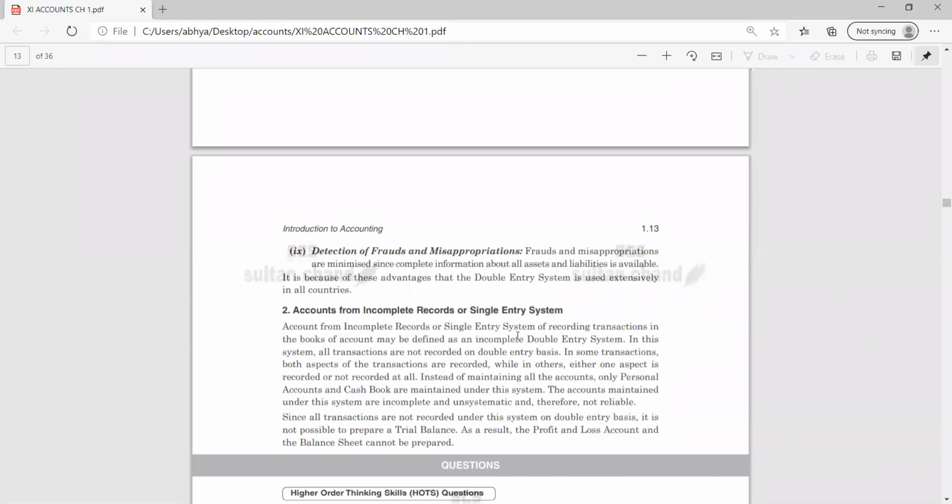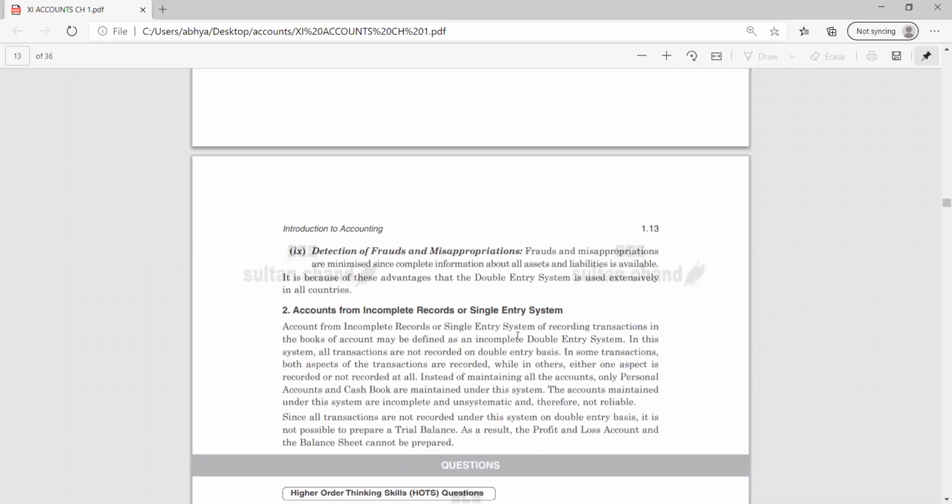So the single entry system can be adopted only by the small businessman, specifically the sole proprietor, who need not publish his books of account because no one has an interest in them. The total capital is invested by him and all of the profits will be taken by him only. So he need not follow the proper accounting system. I'm not saying he will never follow the double entry system. It is up to him. If he wants, he can follow it.